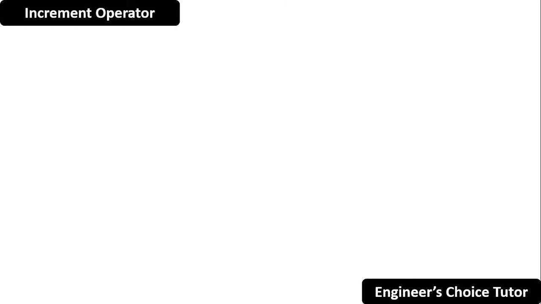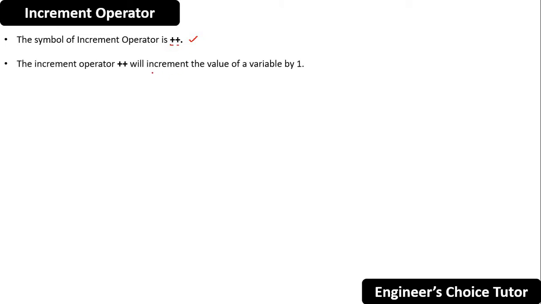Hi everyone. In today's lecture, we will discuss the increment operator in Java. The symbol of the increment operator is two plus signs, plus plus. The increment operator plus plus will increment the value of a variable by 1. If the value of the variable is 10 and you apply this operator, then it will become 11. This is the work of the increment operator.